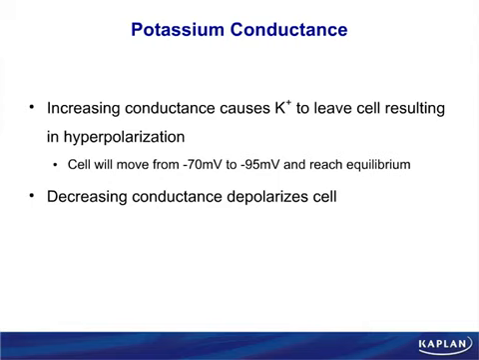Now, because I have a high resting conductance, that means if I decrease potassium conductance, the cell will depolarize. It's going to go in the opposite direction. So again, always remember the cell membrane potential is going to move toward the equilibrium potential of the most permeable ion. So if I increase permeability to potassium, the cell's going to move toward potassium equilibrium, which is minus 95.